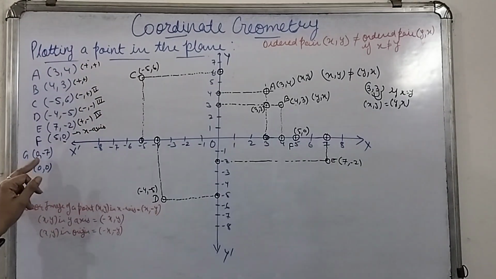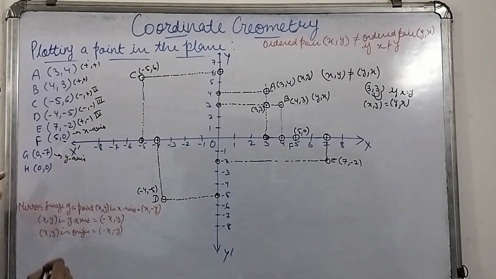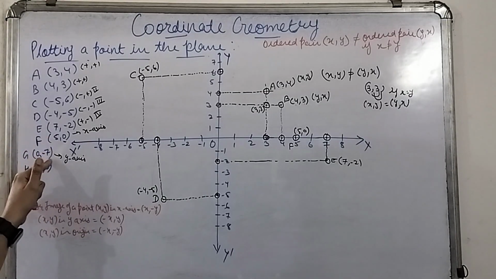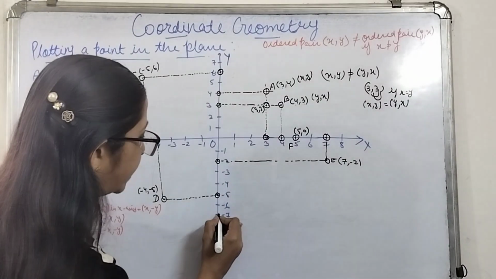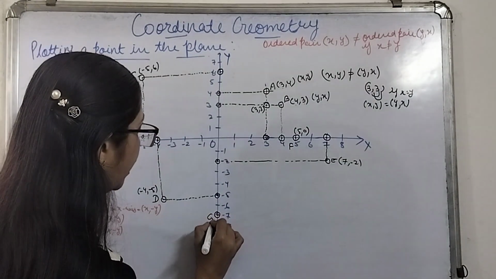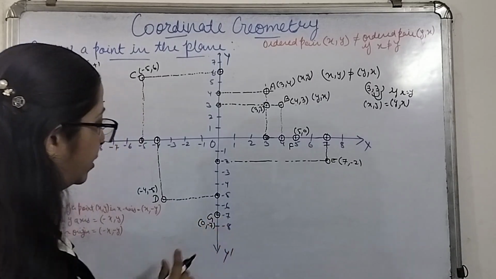Next point is your G, that is 0 comma -7. Here we can see the x coordinate is 0, and x coordinate 0 is on the y axis. That means this point is going to lie on the y axis, and it is your 0 comma -7, that is, the y coordinate is -7. So y is -7 here. So this will be the point G, and its coordinate is 0 comma -7.